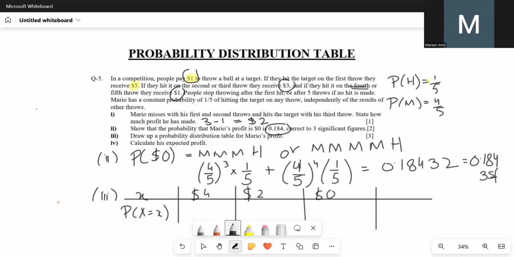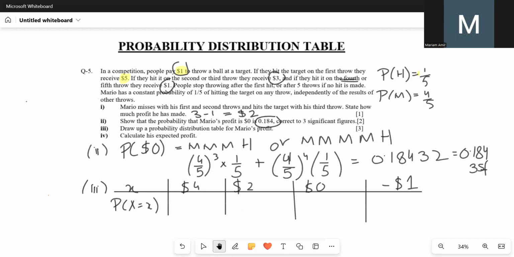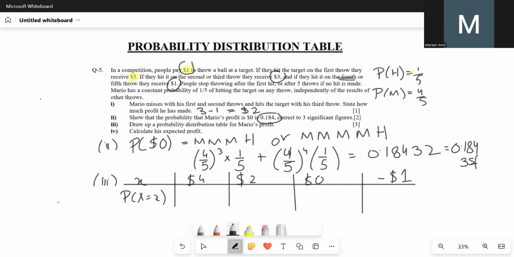And lastly, if he does not manage to make a hit, he does not get that $1 back. So that's a profit of -$1. You don't have to write the dollar symbol, by the way. You can just write 4, 2, 0, and -1. Okay, now we'll have to write all these probabilities. What do we already know? We already know the probability of making a profit of 0 is 0.18432. And we're going to calculate the rest.